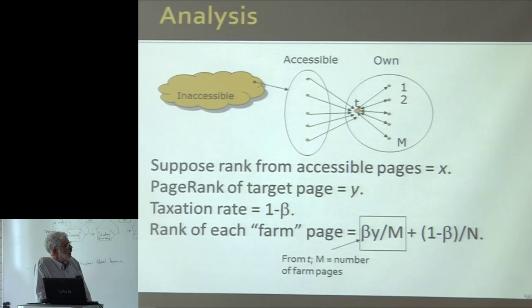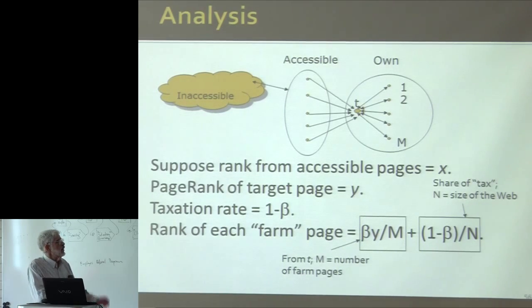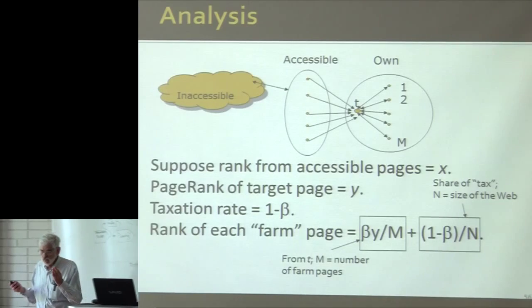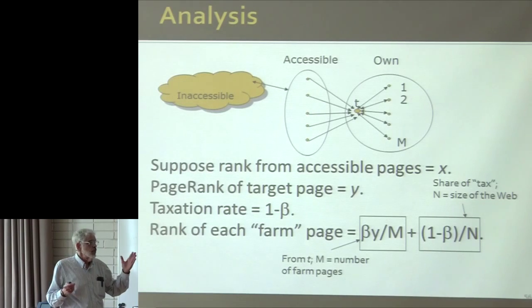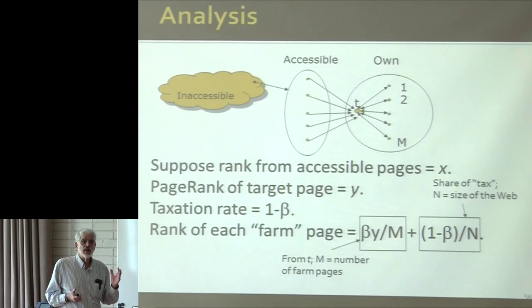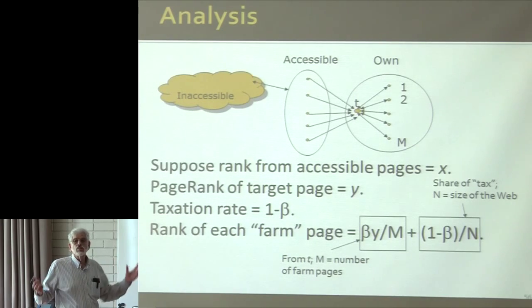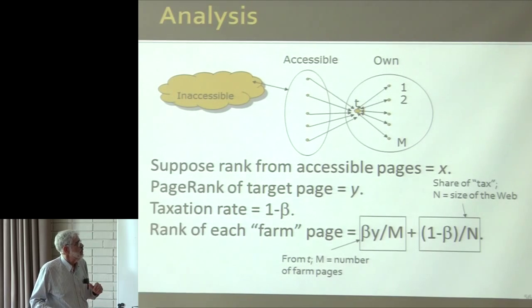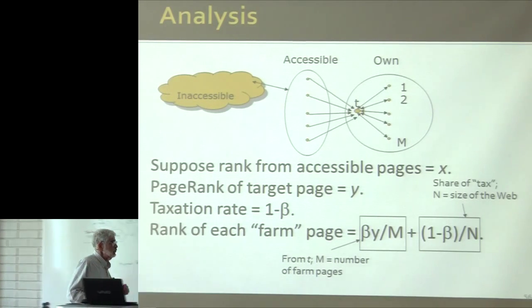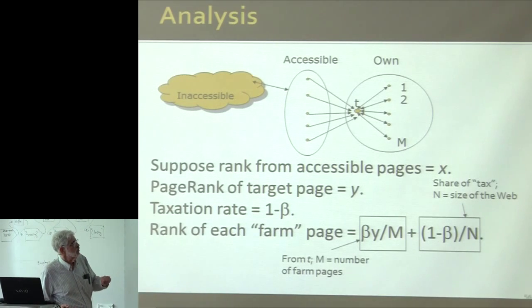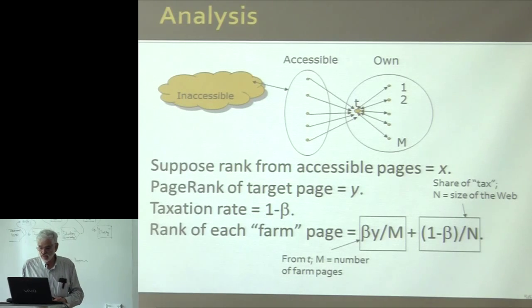And then the farm page also gets the tax divided by... each farm page gets 1 minus beta, that's the fraction that's taxed away, divided by the total number of pages on the web, which is n. So probably the first term is the dominant one because m is going to be much, much less than n.